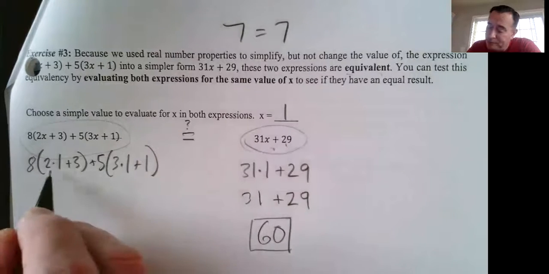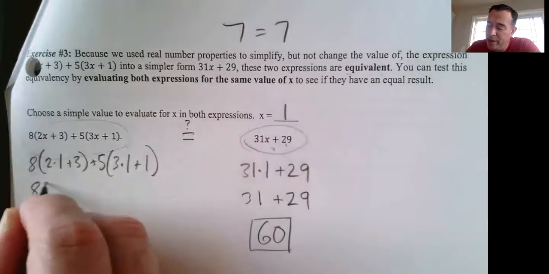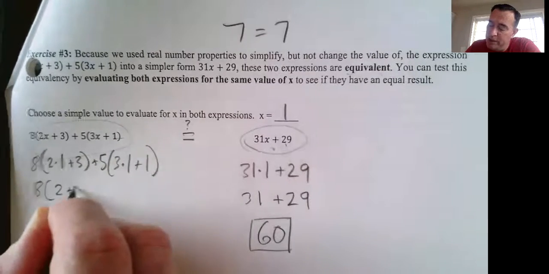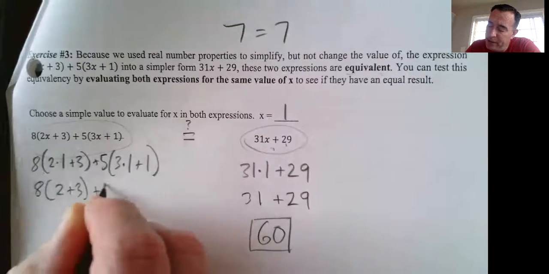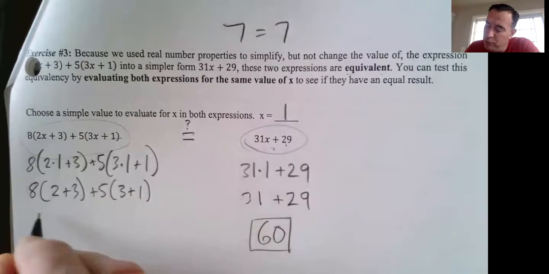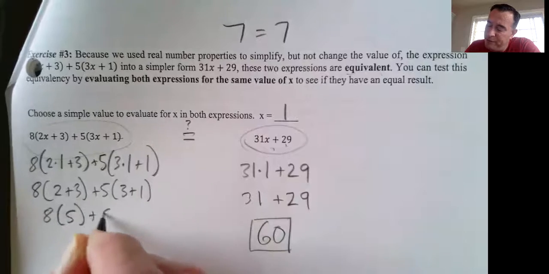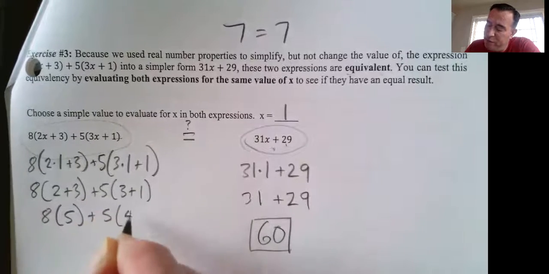So right now, we do the work inside parentheses, following order of operations. 2 times 1 is 2 plus 3. And I'll do the same thing here. 3 times 1 is 3 plus 1. Now I keep doing the work in parentheses. This will be 8 times 2 plus 3 is 5. This will be 5 times 3 plus 1 is 4.